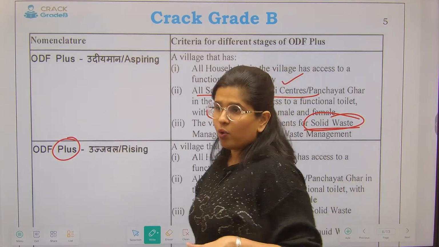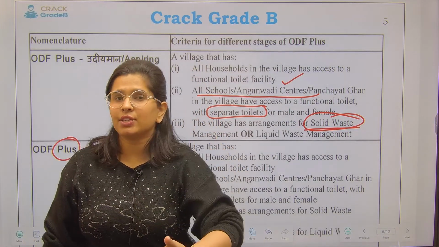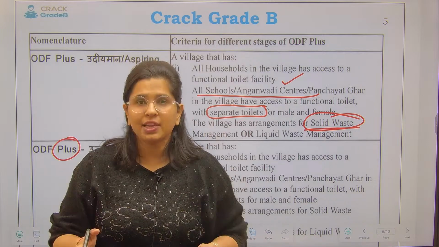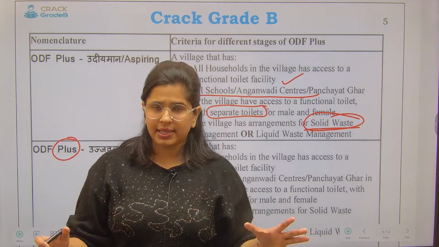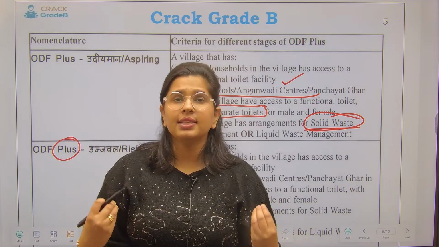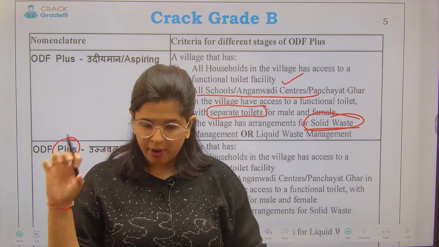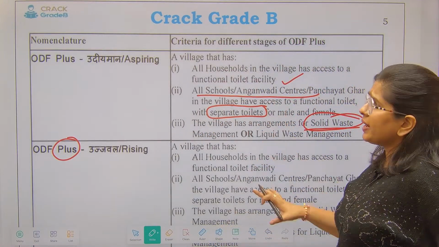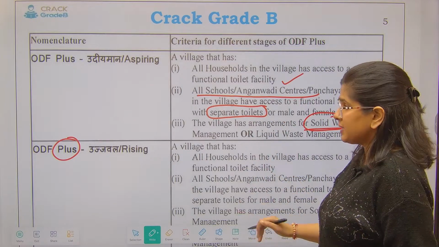But now, once you have become ODF free, the next step that you have to take, the plus stage, talks about waste management. Okay, whether it is liquid waste management or whatever is there, you have to install that, and that is when you are going to get the category of ODF plus. So basically, in the aspiring stage, if you have these 3, you will be considered as aspiring.